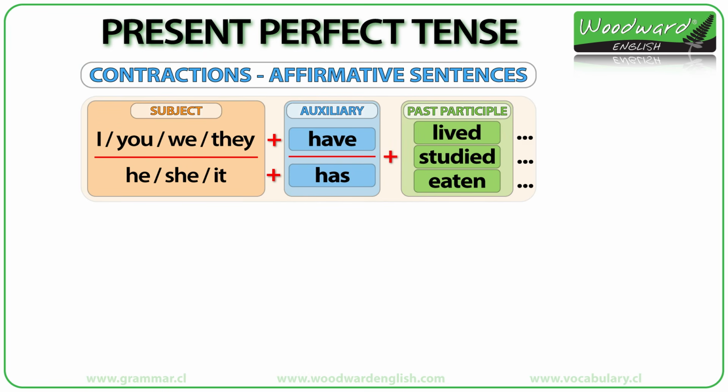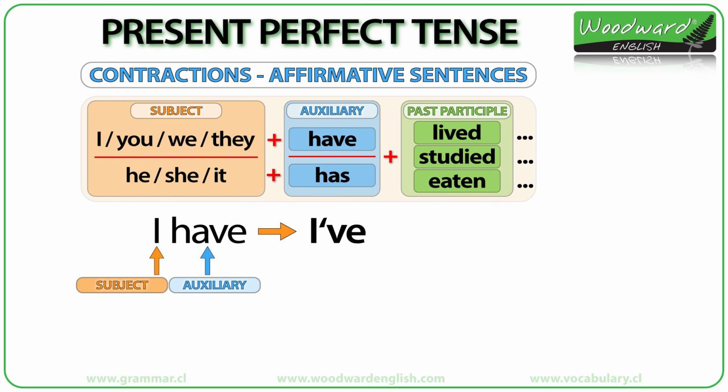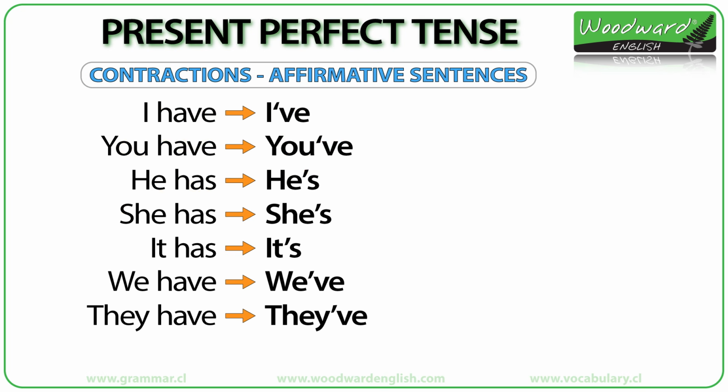Contractions, affirmative sentences. In spoken English, we almost always use contractions with the present perfect tense. We contract the subject and the auxiliary have or has. For example, I have. We contract the subject, I, with the auxiliary, have, which becomes I've. And then you can add the past participle. Here is the list of contractions.